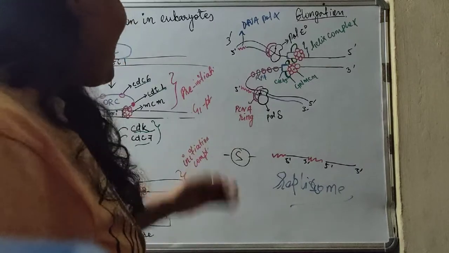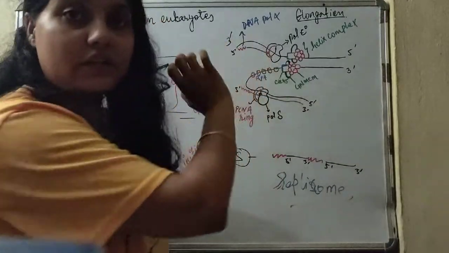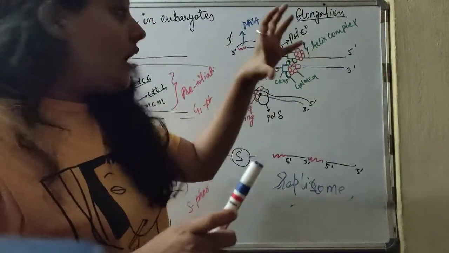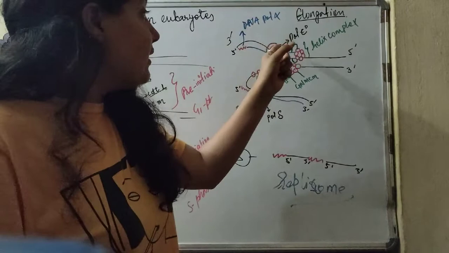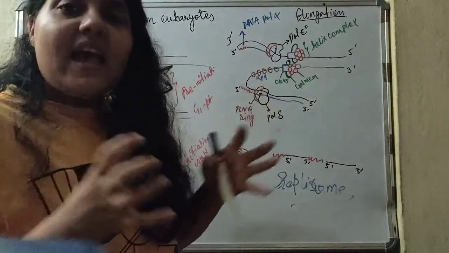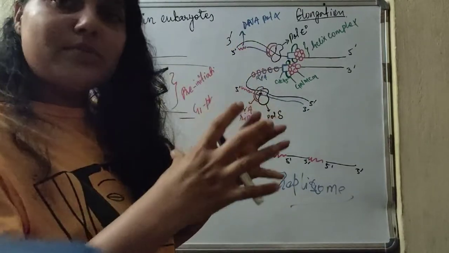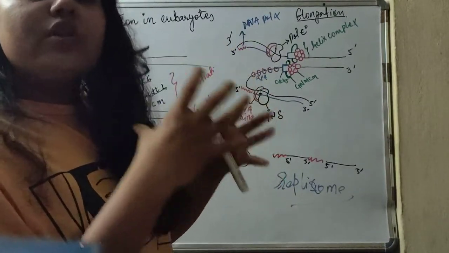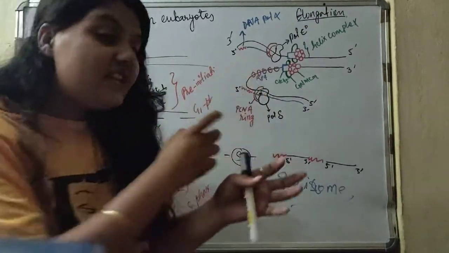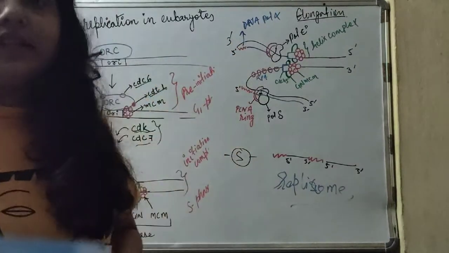So in the lagging strand, one more thing, this is the PCNA ring, and this PCNA ring helps to hold the DNA polymerase, because DNA polymerase is heavier in molecular weight as compared to the DNA strand, so it will not attach properly to the DNA strand, or it can fall off. So this PCNA makes sure that the DNA polymerase is holding the DNA.